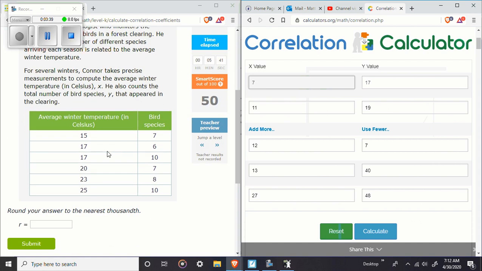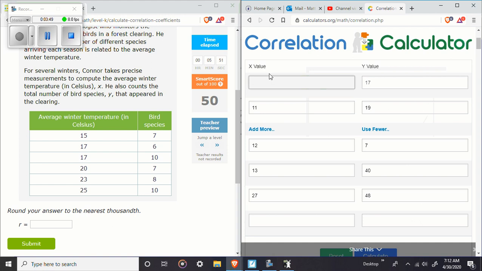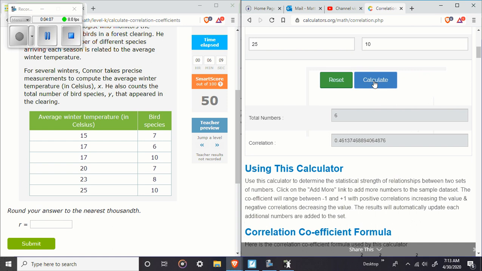So Celsius is going to be X, and this is going to be Y. I've got 1, 2, 3, 4, 5, 6, so I need to add one more. All right, so what do I got? I got 15, 7, 17, 6, 17, 10, 20, 7, 23, 8, 25, 10. I'll press calculate, and it's going to say that the correlation is 0.46, which is not a very strong correlation. It does show that there is something there, right?